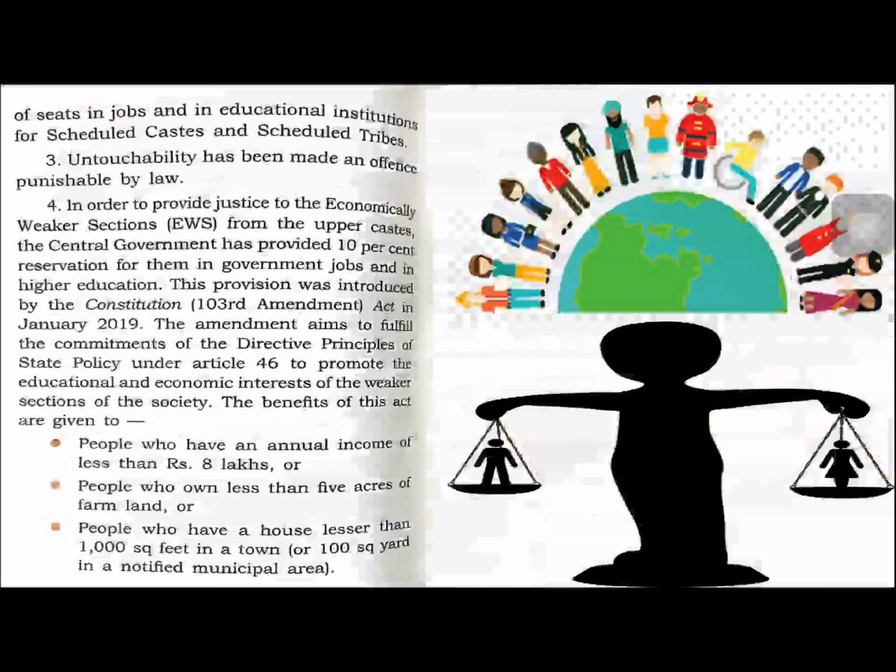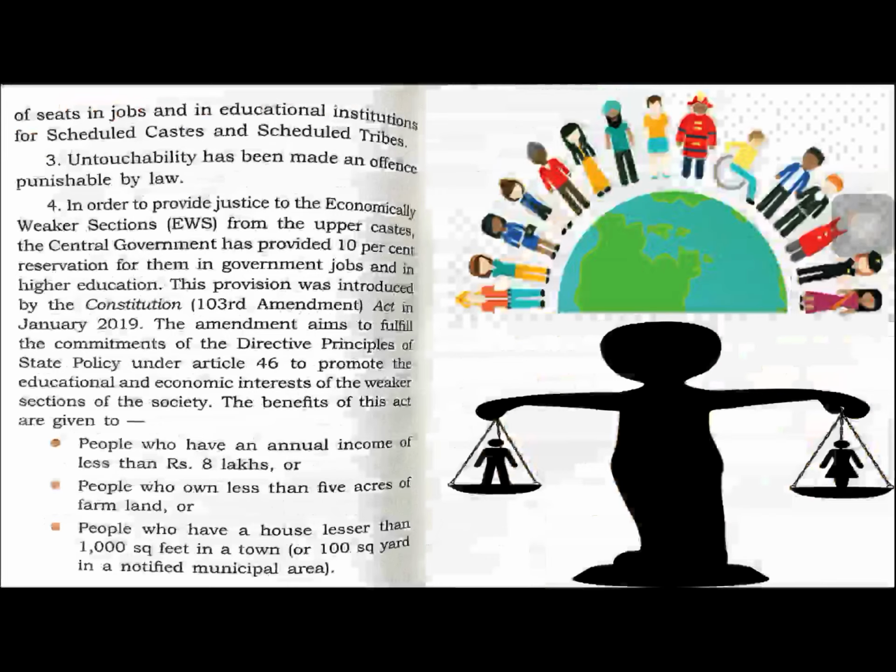As you now know, untouchability is a punishable offence, but earlier it was also a directive principle, which makes sure that untouchability has been made an offence punishable by law. Anybody who practices any form of untouchability is punishable by law. They will either be arrested or have to pay a very severe fine. So it is a punishable offence.